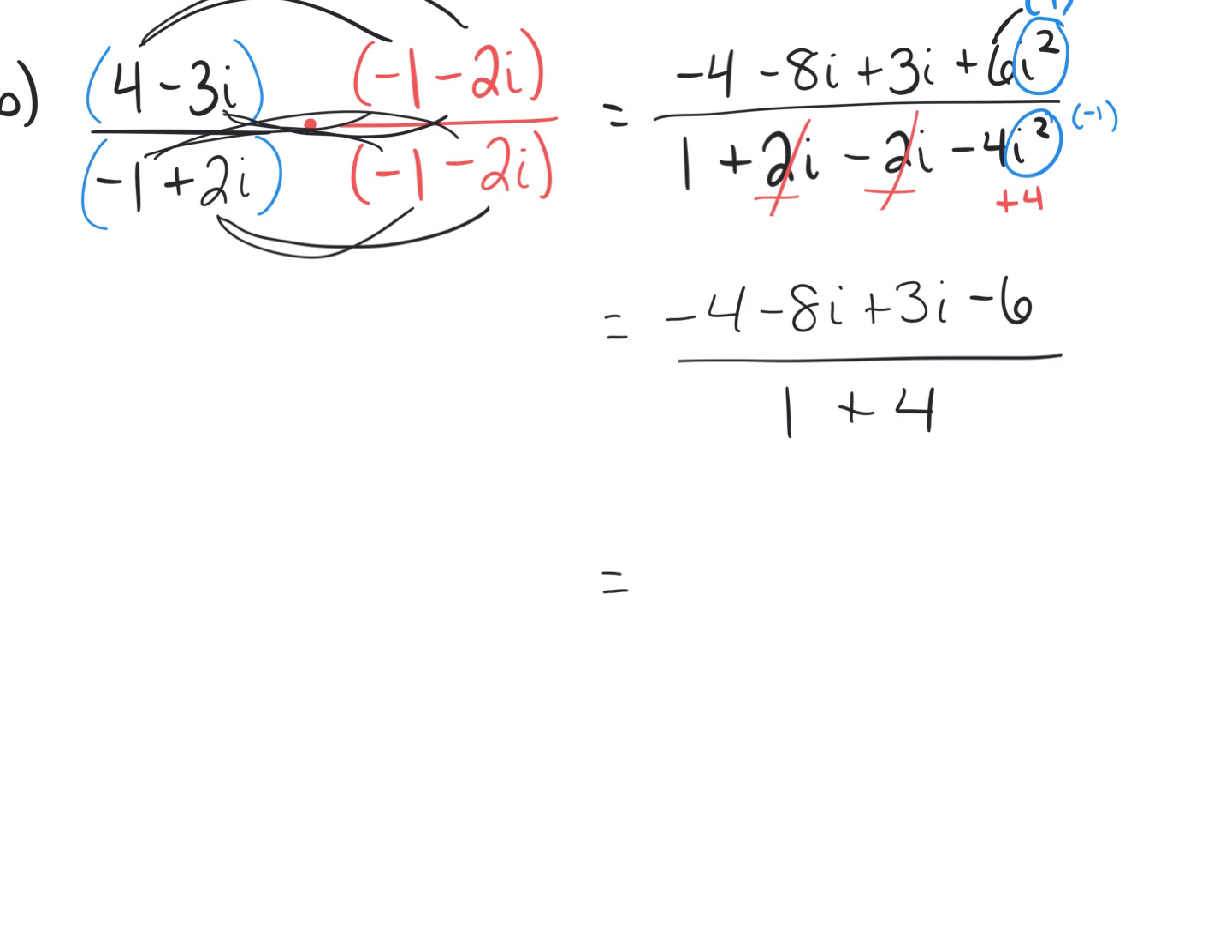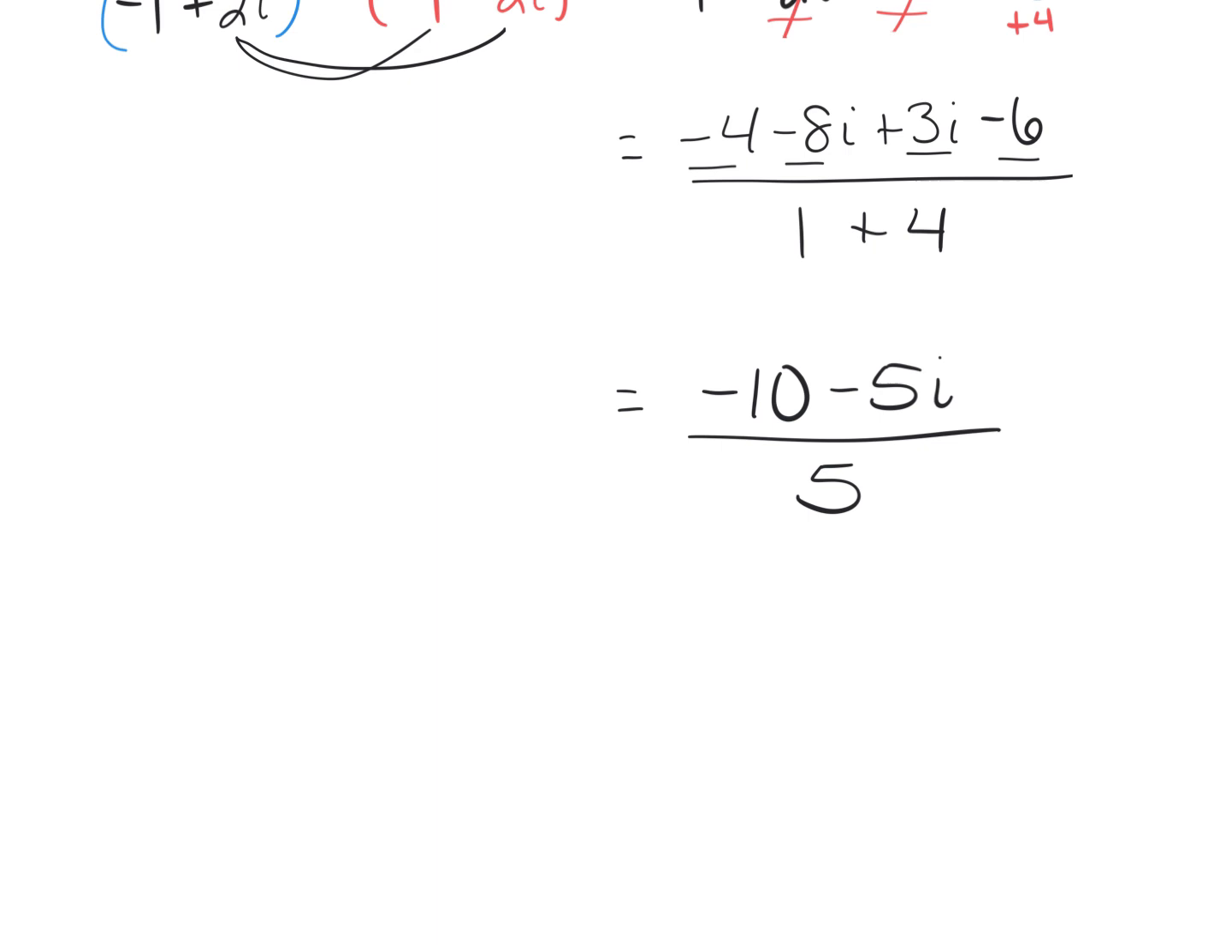Can I simplify the top? Yes. Yep. I have like terms. Negative 4 minus 6, negative 10. Negative 8i plus 3i, negative 5i. And then divided by 1 plus 4, 5. Okay. This one we can simplify. What is negative 10 divided by 5? Negative 2. What's negative 5 divided by 5? Negative 1i. Is that in the form we want? We still want an a plus bi? Yes. b is negative 1.